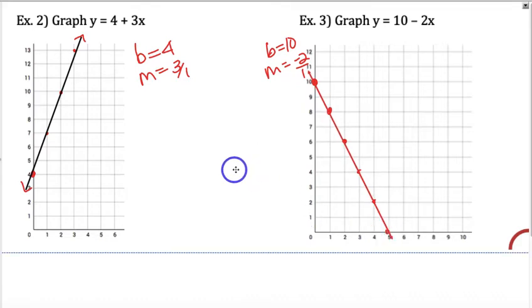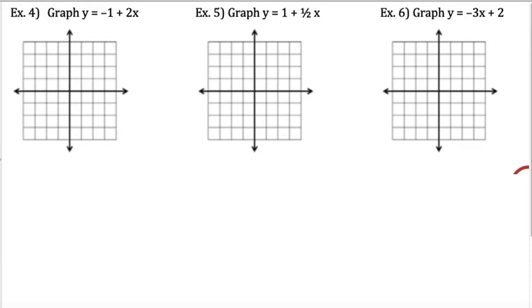All right. So what I would like you to do at this point is to hit pause, attempt examples 4, 5, and 6. When you are done with those 3 examples, hit play. All right, let's check and see how you did on examples 4, 5, and 6.